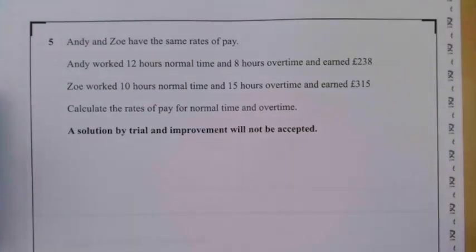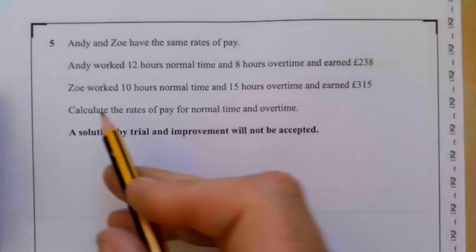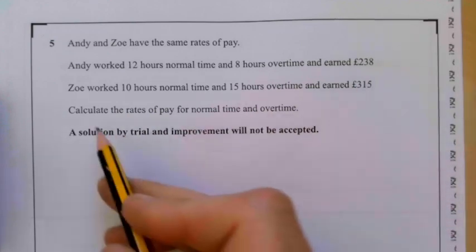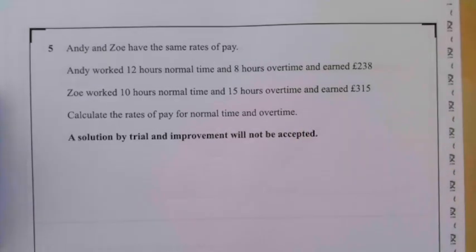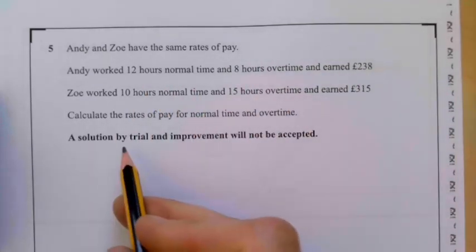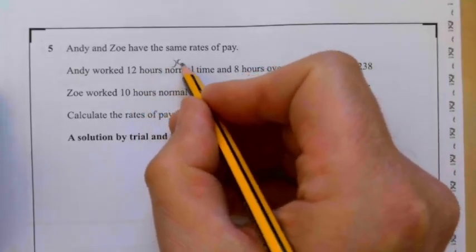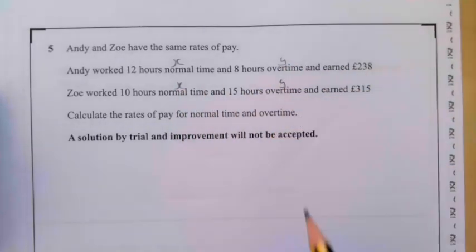Andy and Zoe have the same rates of pay. Andy worked 12 hours normal time and 8 hours overtime and earned 238. Zoe worked 10 hours normal time and 15 hours overtime and earned 315. Calculate the rates of pay for normal time and overtime. So this is going to be simultaneous equations. We're not allowed to guess. So I'm going to let the normal time be x and the overtime be y, and I can come up then with my two equations.